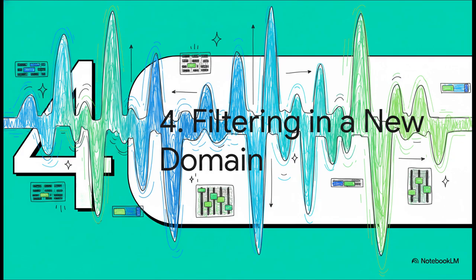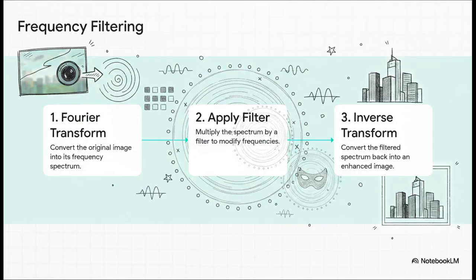Okay, and this is where the magic really happens. Because if we can break an image down into its individual frequency parts, that means we can also mess with them. We can turn some up, turn others down, or just get rid of them completely. And the whole process is a pretty simple three-step recipe. First, you take your image and use the Fourier transform to flip it into the frequency domain. Second, you apply a filter, which is just a fancy mask that changes those frequencies. And third, you use the inverse Fourier transform to bring it all back into a new, totally transformed image.